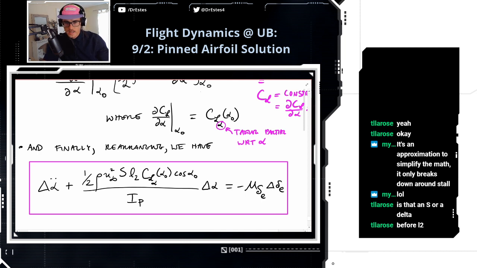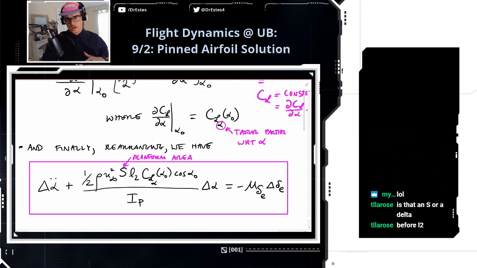Is that an S or a delta before L2? That's an S. This is, once again, the planform area. That's like if you're on the ground looking at a plane in the sky, and it's right above you, it's like that underside view of the wing. So if this is the plane and it's got its two wings on either side, that area.